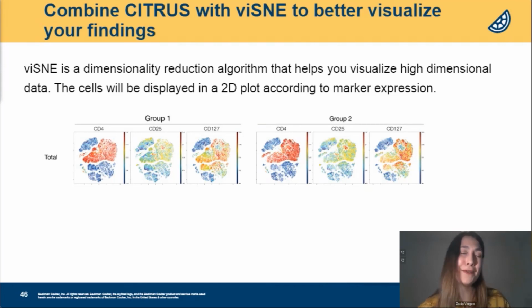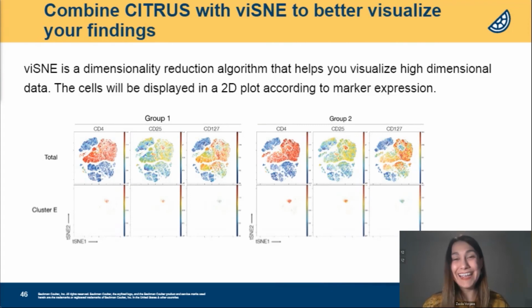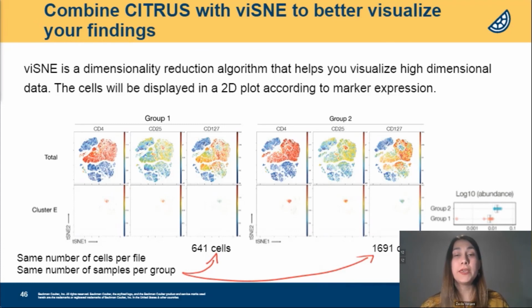And of course, now we are going to look at our cluster E. And here we can see that there are more cells in group 2 compared to group 1. And again, because we use the same number of cells, same number of samples per group, we can compare the raw number of cells, and we can see that there are almost 3 times more cells in group 2 compared to group 1, and those were our Tregs.